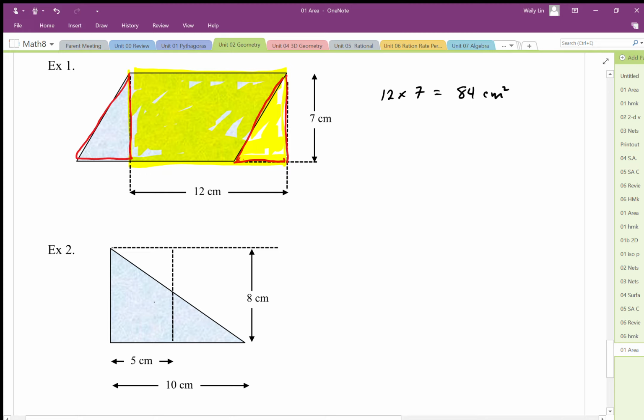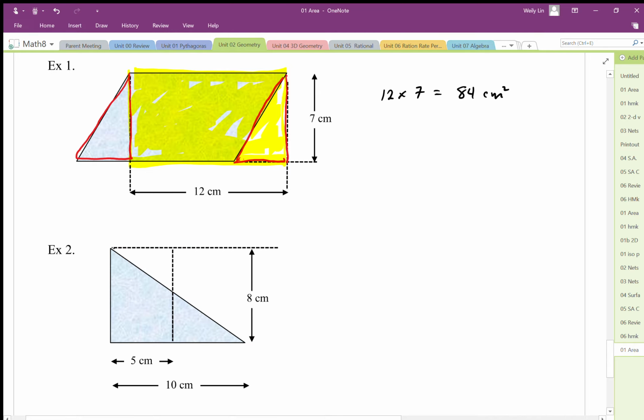For a triangle, there's two ways we can think of it. We can think of it as doubling this triangle and ending up with a rectangle. So we can take base times a height of 8 and divide that by 2. That's what our formula shows.